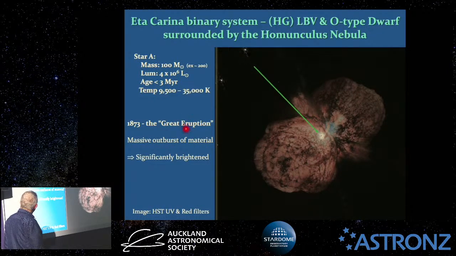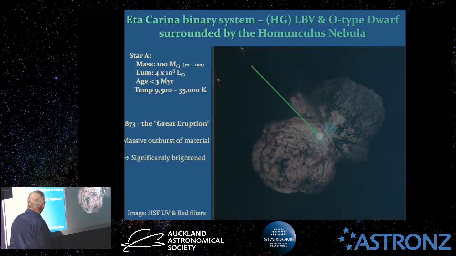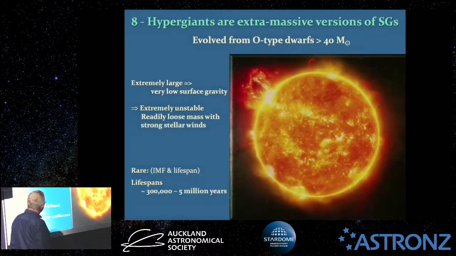They saw that in 1873. It was observed by astronomers. They called it the Great Eruption. They noticed the star appeared to flare up, and it was associated with a big massive outburst of material. It certainly brightened up significantly. So that's Eta Carinae. That's a star that often gets talked about. You can say, well, that's a luminous blue variable, guys. I hope someone will be impressed.